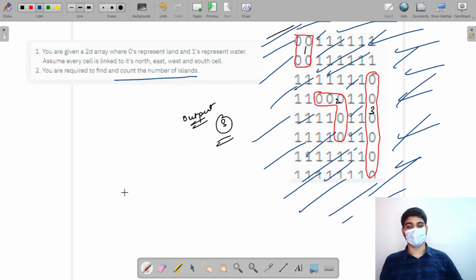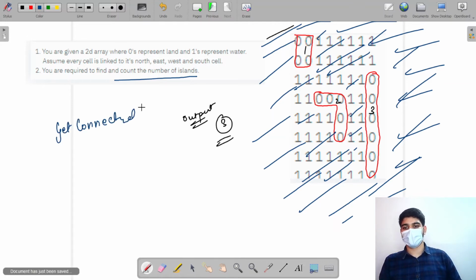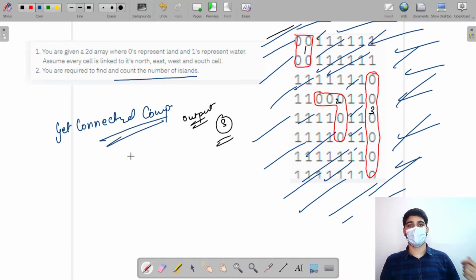The hint is to try relating this question with the question Get Connected Components. The concept of Get Connected Components is something that we would be using. And also, if you haven't checked that problem out, please do that. The link to that would be in the description box.